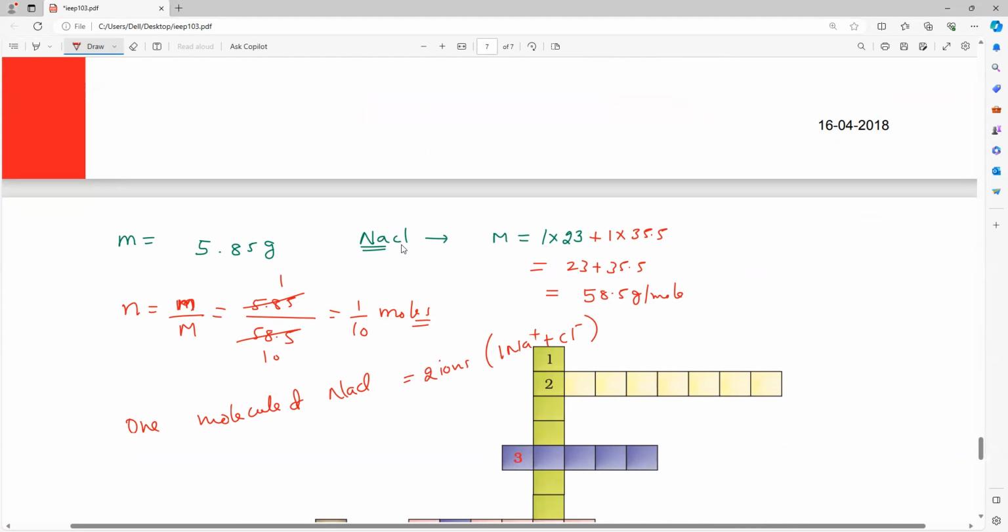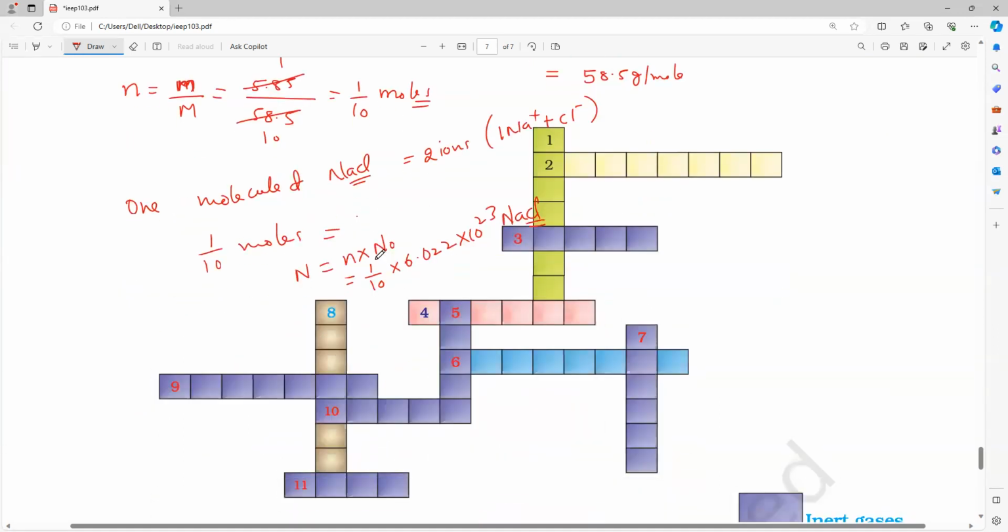Yes, sir. So now, if one molecule of NaCl contains two ions, then 1 by 10 moles. So 1 by 10 moles means how many particles totally? Number of particles n is equal to number of moles into Avogadro number. So what is the number of moles? 1 by 10. Avogadro number how much? 6.022 into 10 power 23 NaCl molecules will come. Now, total number, each molecule.